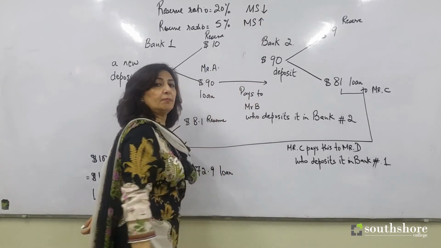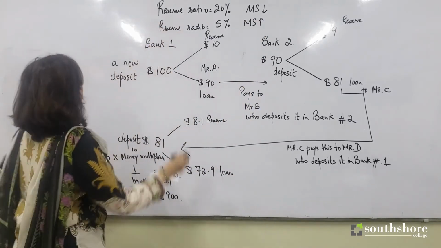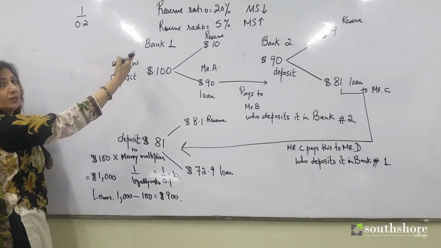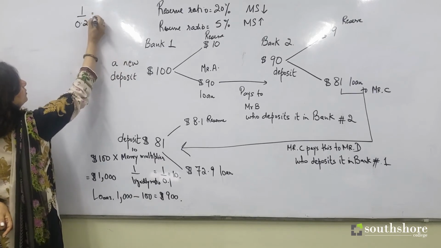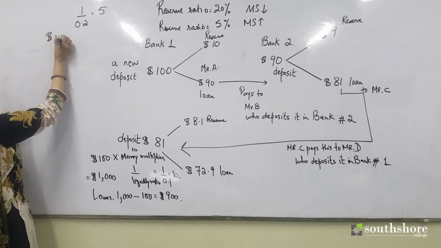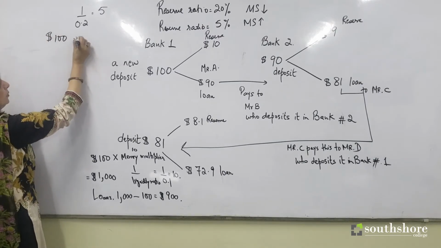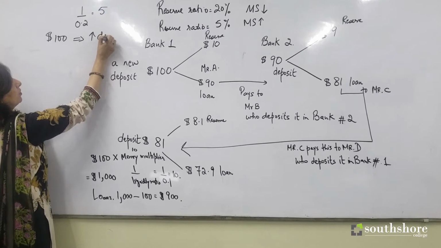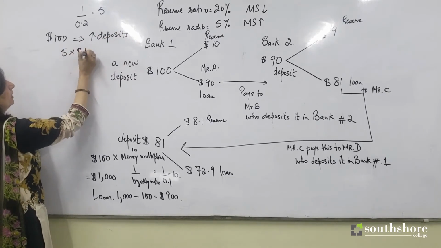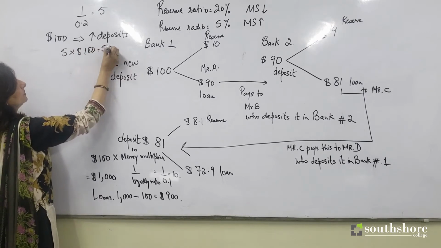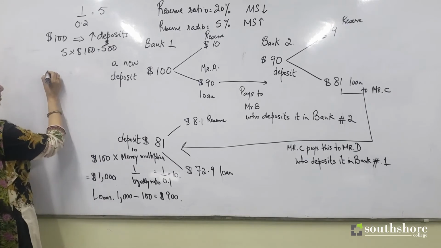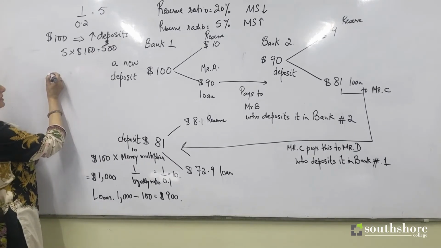So let's see what our money multiplier will be. If this is the case, our money multiplier will be 1 upon 0.2, 0.2 being our reserve ratio, liquidity ratio. So this will give us a value of 5. That means, for example, a new deposit of $100 will lead to an increase in deposits of 5 multiplied by $100, which is $500. Previously it led to an increase of 1,000, because the reserve ratio was 10%.